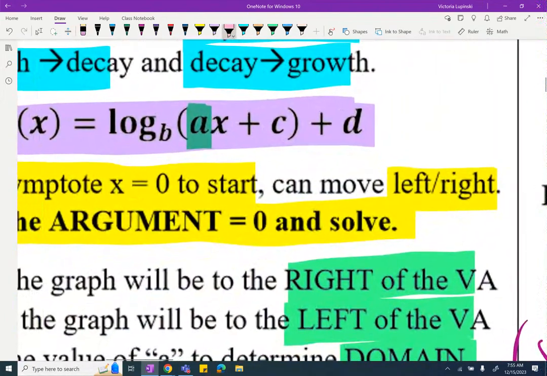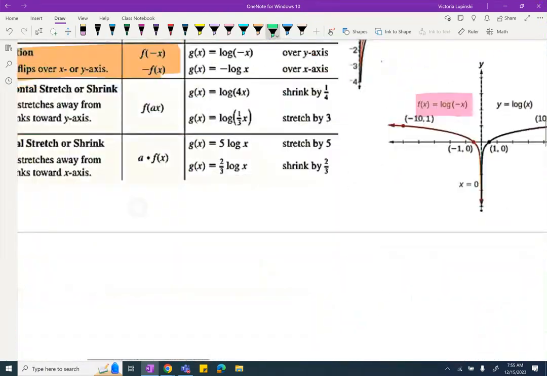You're setting this in order to get the vertical asymptote. You're going to set this entire argument equal to 0 and solve for x. If A is just 1, then your vertical asymptote is negative c. But if there's a value for A, you have to incorporate both of them. And we're going to see examples like that on the back. So let's see if that answers your questions. If not, we'll come back to it.